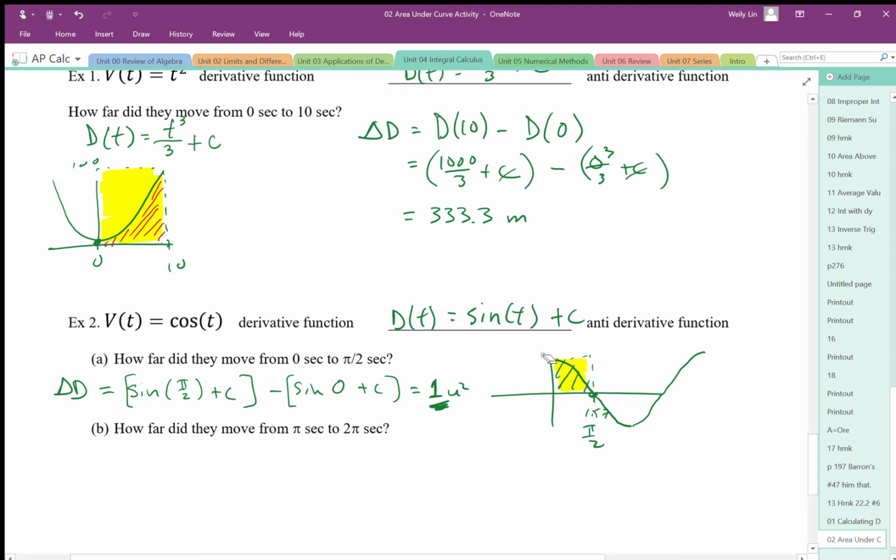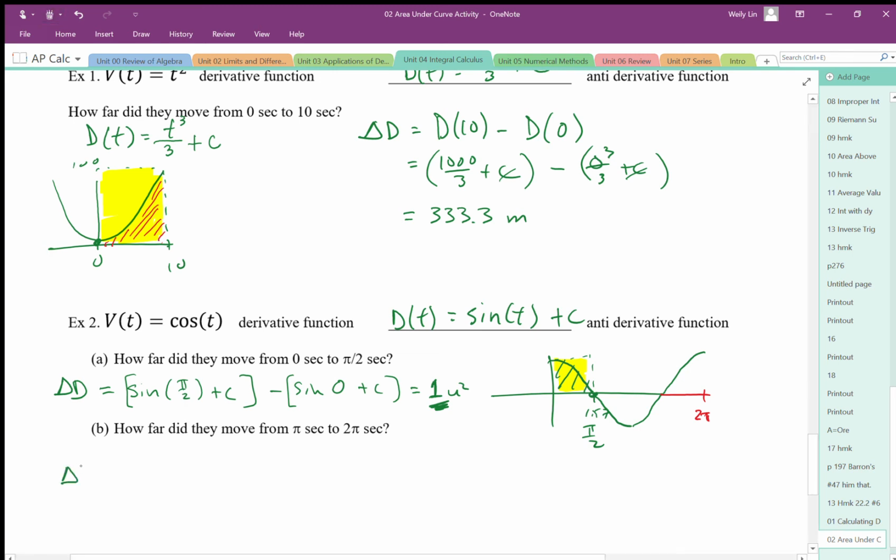I want to go from here to pi over 2. Sorry, 2 pi. I want to go all the way to 2 pi. Well, the net displacement should be the total area. I went forwards here, and I'm going to go backwards and forwards. It's looking to me that I've gone forwards the same amount as I've gone backwards. And if I calculate the net displacement, is that really going to be true? Let's check.